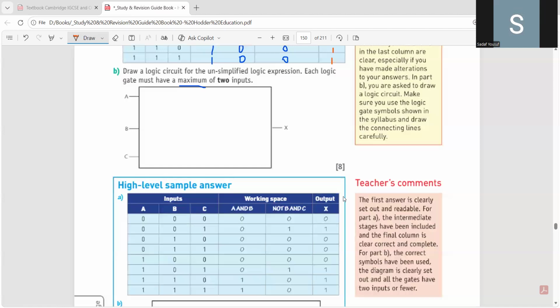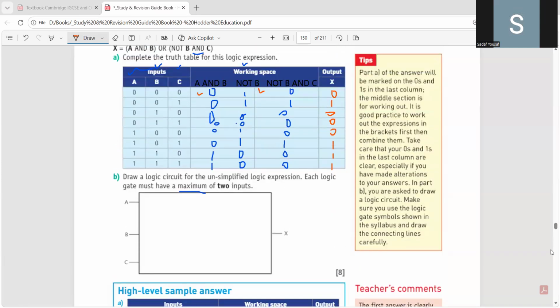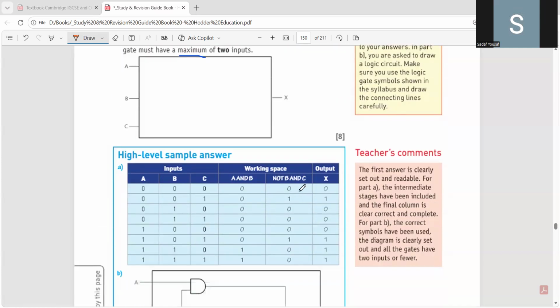And you can see for yourself, this is the high level sample answer. The child has done it in this manner. And if you really want, you can just show it in this manner. And you can see for yourselves, are our answers high level answers? 0, 1, 0, 0, 0, 1. This is your high level answer. And do not forget to use the working space.